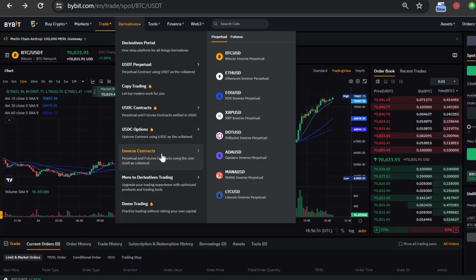As soon as Bitcoin reaches $13,150, our limit order will be triggered and our position will be opened. Now, let's discuss the different order types available on Bybit.